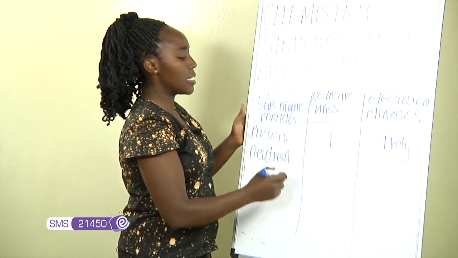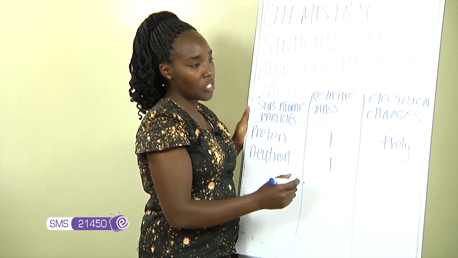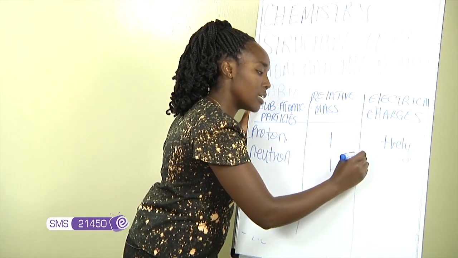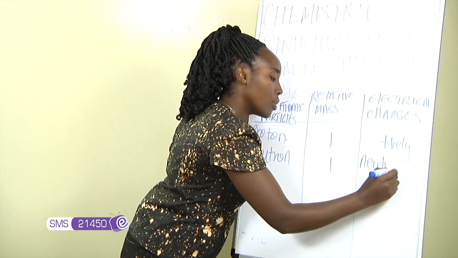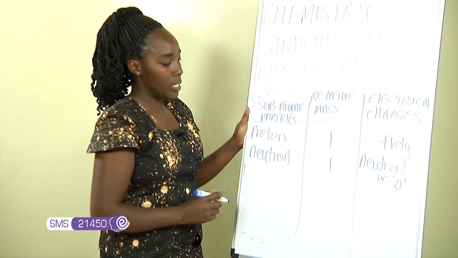Number 2, we have looked at the neutron. The neutron has a relative mass also of 1, but it has no charges. So we usually say that it is neutral, or we can talk of it having a charge of 0.